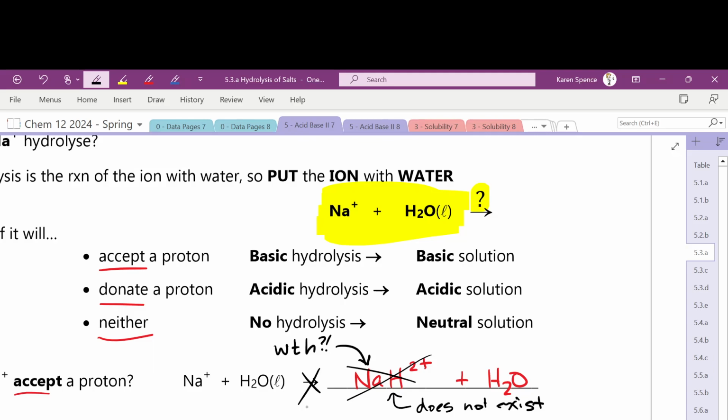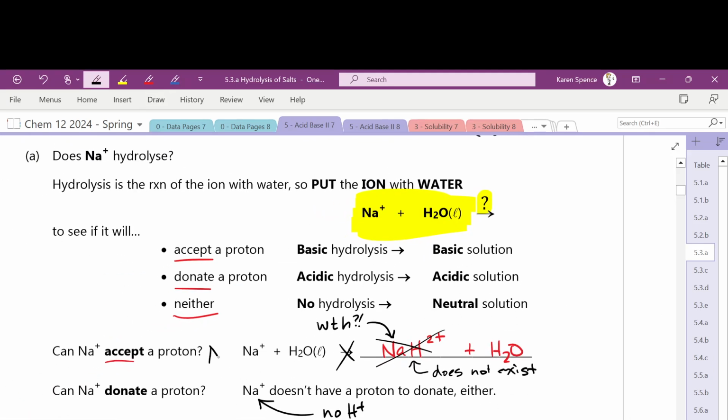Can it donate a proton? Na plus, no, it doesn't have an H. So it cannot donate a proton. It cannot accept a proton. It cannot donate a proton. Therefore, Na plus does not hydrolyze. And if it does not hydrolyze, that would produce a neutral solution.